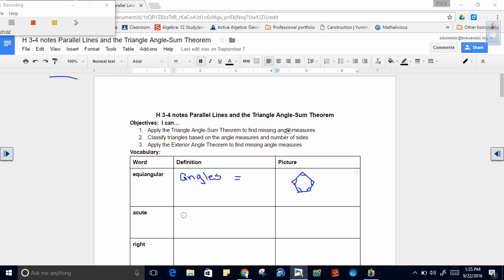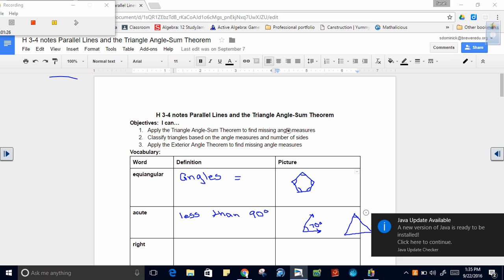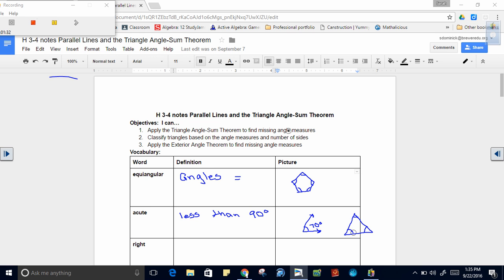Acute is just less than 90 degrees. Right, like a cute little puppy. It's smaller than 90, so I don't know, let's say that that's 70. If they're using that in a triangle, which they will here, it means that all of these angles will be less than 90.